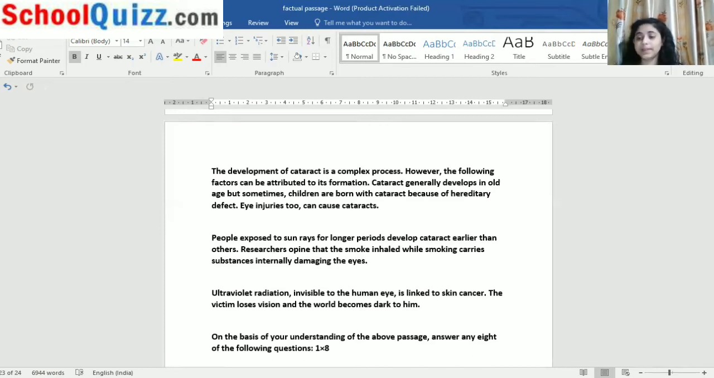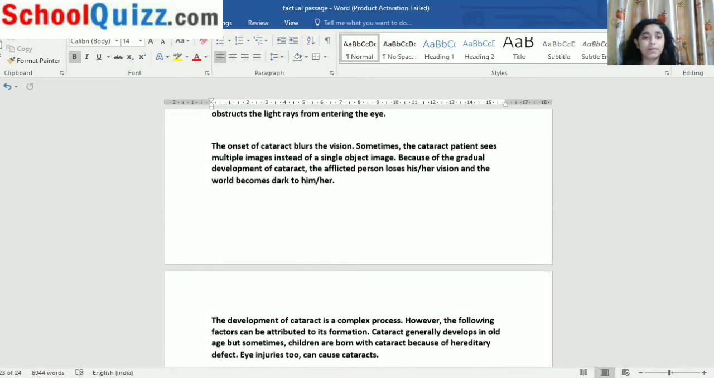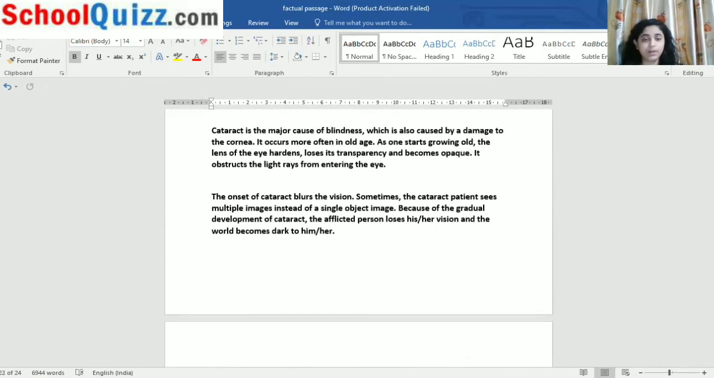So I hope I'm clear with the meaning of the passage, right? So we'll read the passage once again quickly so that we understand the meaning more carefully. Cataract is the major cause of blindness, which is also caused by damage to the cornea. It occurs more often in old age. As one starts growing old, the lens of the eye hardens, loses its transparency, and becomes opaque. It obstructs the light rays from entering the eye.